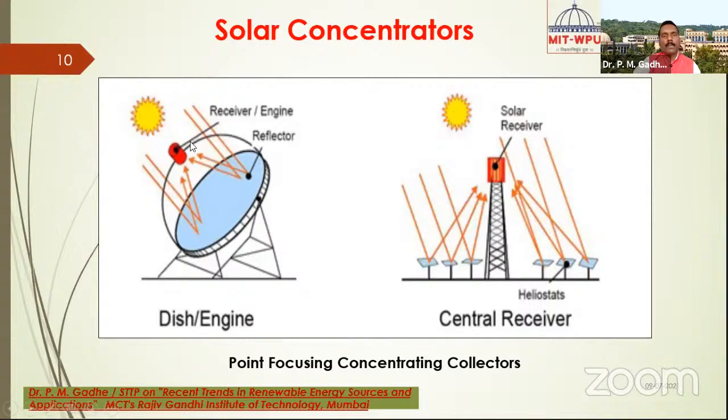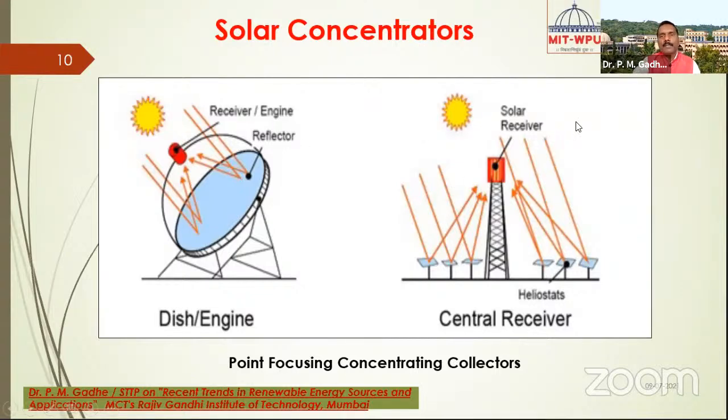In case of the parabolic dish, normally at the focal point, we are using the Stirling engine to generate the power. So here the Stirling engine is used, and the maximum capacity of this parabolic dish is around 25 kilowatt. So this is point focusing.